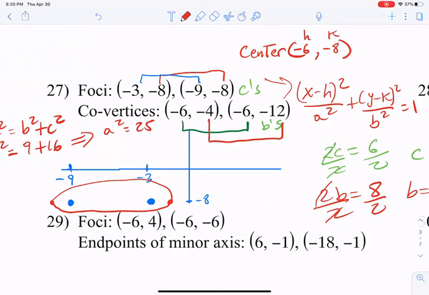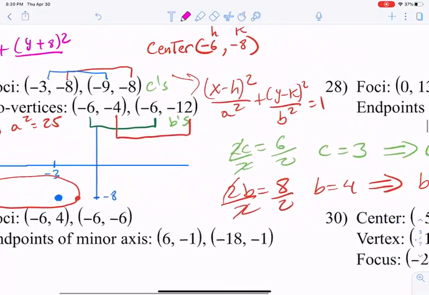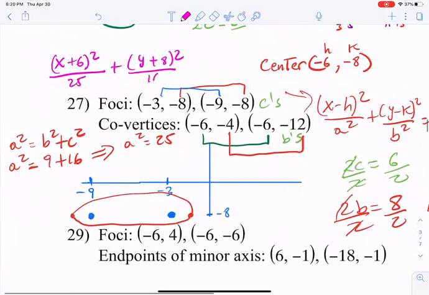So now I can write the equation. The final answer for this problem is (x minus h), which is minus minus, so that's (x + 6)², over the value of a², which is 25, plus (y minus k), and k is -8, so it's minus minus, so that's (y + 8)², over b², which was 16, and this is equal to 1, and I'm done. That's the answer for this problem.